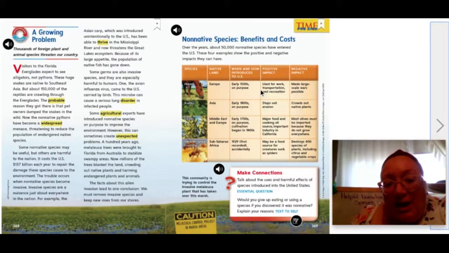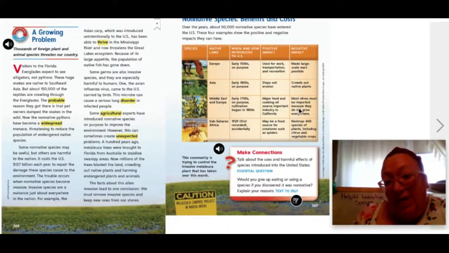So we have non-native species benefits and costs. Here they list the species for us, where they come from, how they were introduced to the United States and when, what the positive impact was, and then the negative impact. So let's take a look at the species that they mentioned. Maybe we can use one of those.